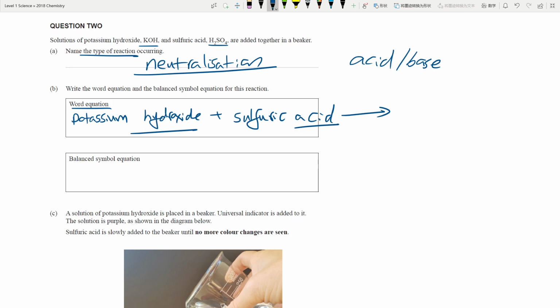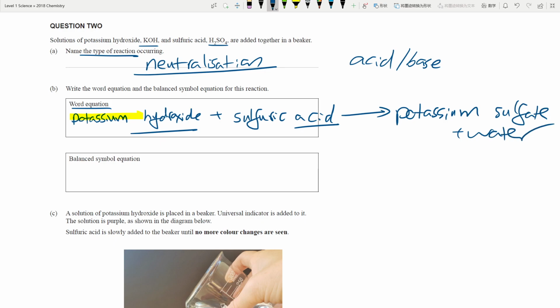So acid plus base gives you salt. So how do we figure out the salt? It is the remainder of the metal, which is potassium, combined with the leftover sulfuric acid, which is the sulfate, and then plus water. Achieved.